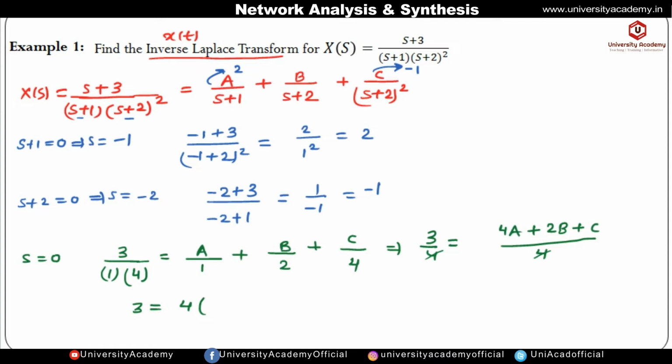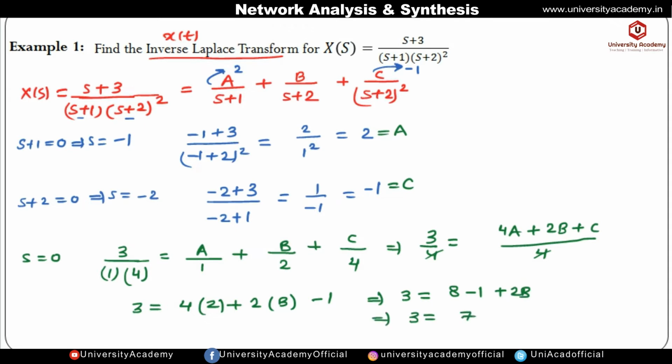value we have already calculated, which is 2. So this is A value and this is C value. So A value is 2, and then plus 2 into B we have to find out, and C value is -1. So this will be equal to 3 is equal to 8 minus 1 plus 2B. So this is 3 is equal to 7 plus 2B. So from here we are getting 2B is equal to -4. It means B we are getting as -2. So B value we are getting -2.